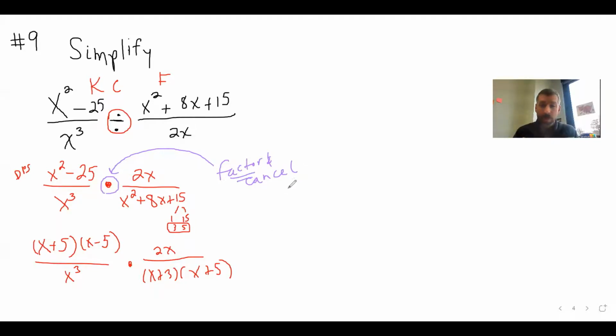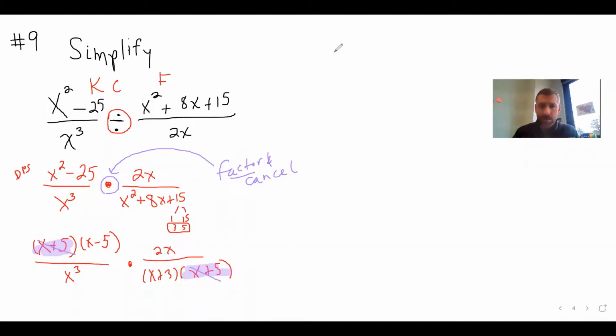How do I know anything will cancel? When we have the same thing on the top and bottom. So let's highlight what we've got on the top and bottom. We've got an x minus 5. Oh, that's not right. Hold on. We've got an x plus 5 and an x plus 5. There we go. That will cancel. So let's just cancel those out and rewrite.